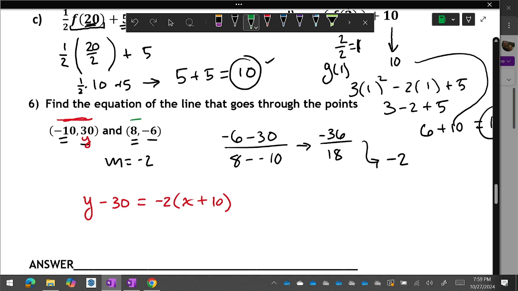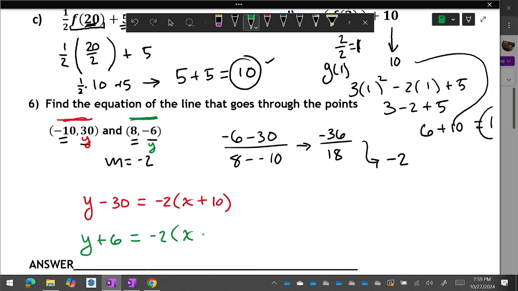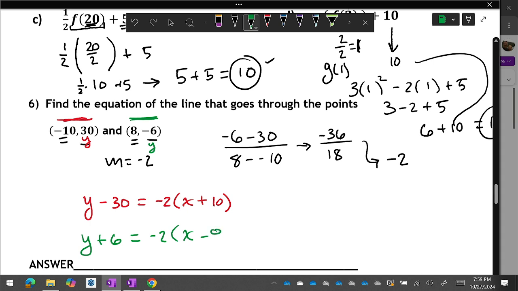Also an acceptable answer. You could have used this point and written y, let's see, minus the y that I know. So y minus -6 would be y plus 6 equals my slope times x, and then in this case it would be -10. No, x minus 8. I'm sorry. x minus 8, because the x value that I know for this point is 8.